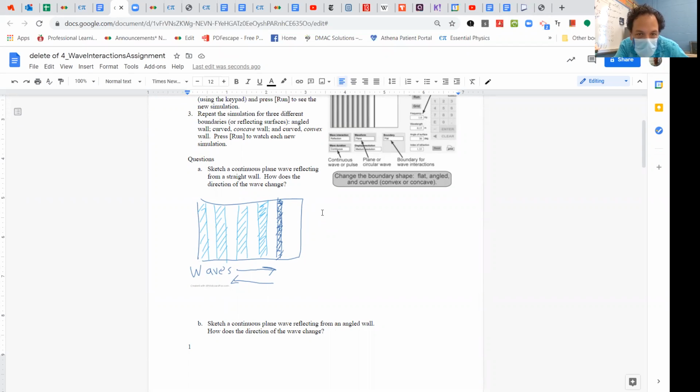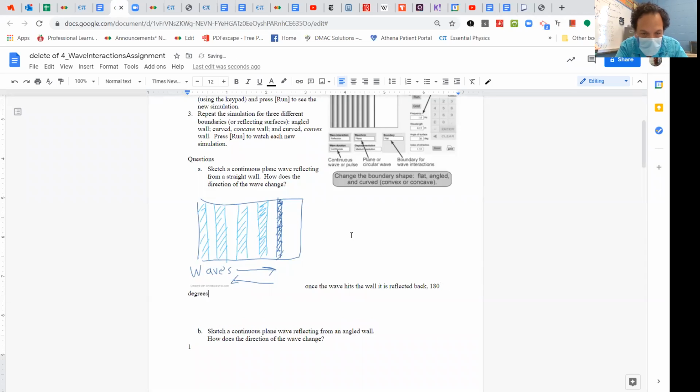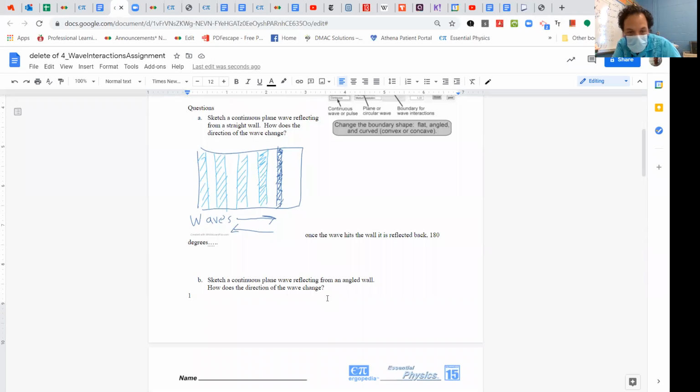Sketch a continuous plane wave reflecting from a straight wall. How does the direction of the wave change? Once the wave hits the wall, it is reflected back. What would you say? How many degrees is that? Like 180 degrees? Something like that. And that's it. So you can sketch what's happening, talk about it a little bit.